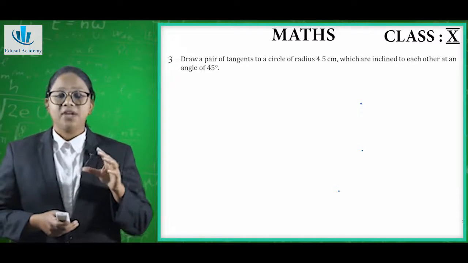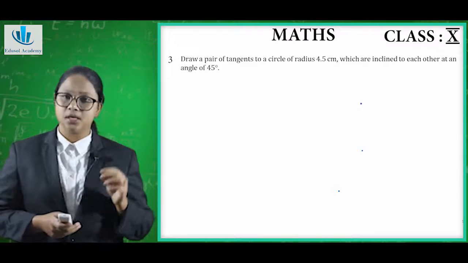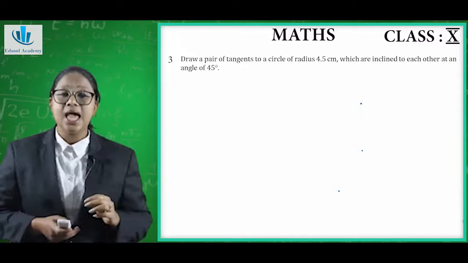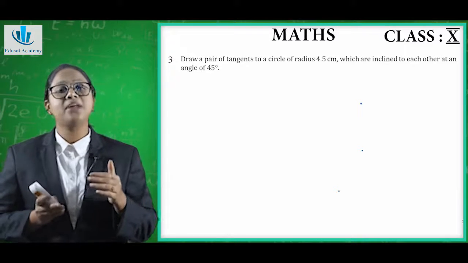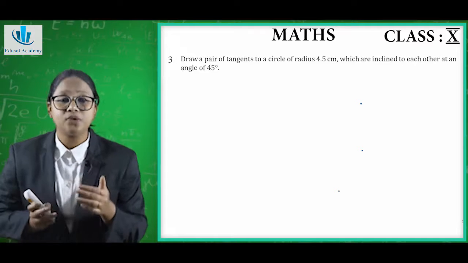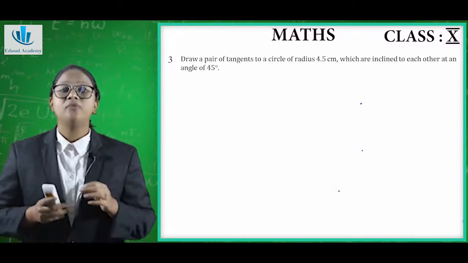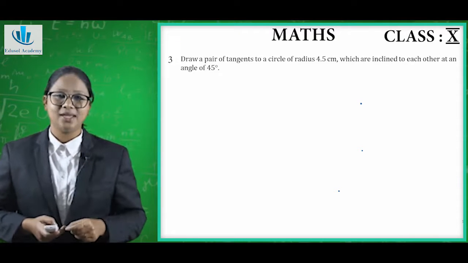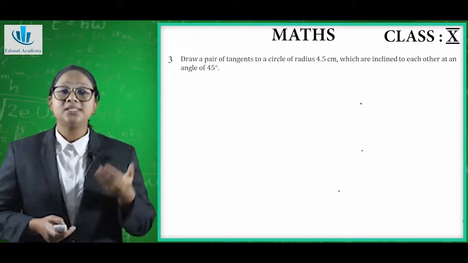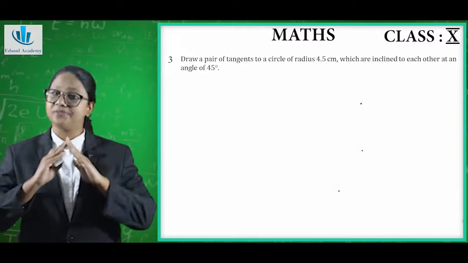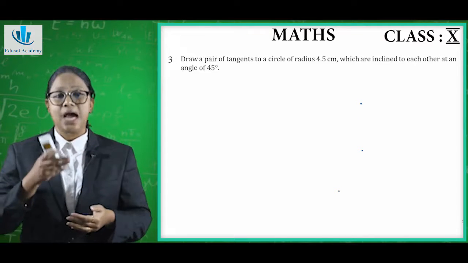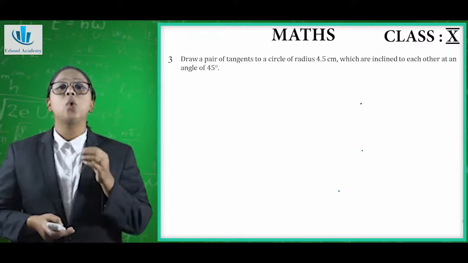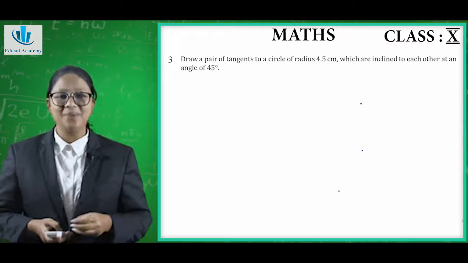I'll repeat, if two tangents are drawn from an external point at an angle, that angle formed between the tangents and the angle subtended by the radii from the point of contact of those tangents will be supplementary, means that their sum will be 180 degree. So here the tangents are inclined to each other at 45 degree. So the angle formed at the center will be 180 degree minus 45, that is 135 degree. Now we shall begin the construction.